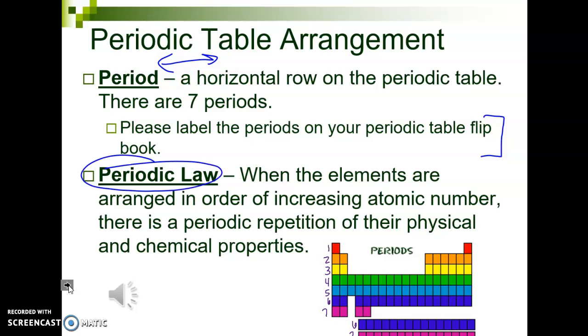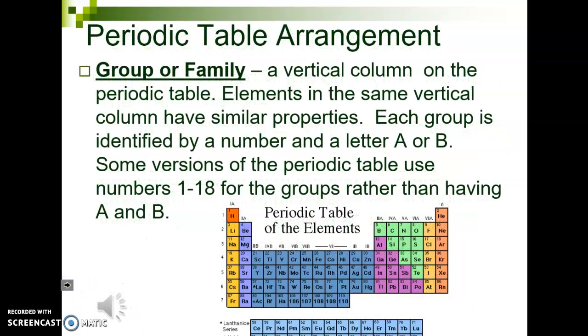Periodic law: when the elements are arranged in order of increasing atomic number, which is how Moseley did it, there's a periodic repetition of physical and chemical properties, which leads to the grouping of the up and down columns, which we call groups or, and I want you to box this in, families. The vertical columns on the periodic table. Elements in the same vertical column have similar properties.